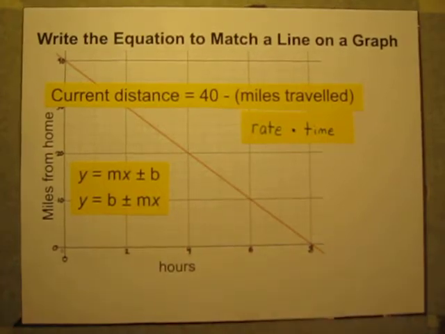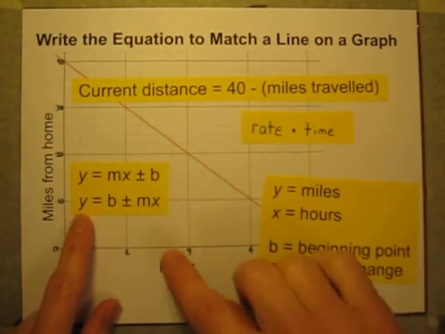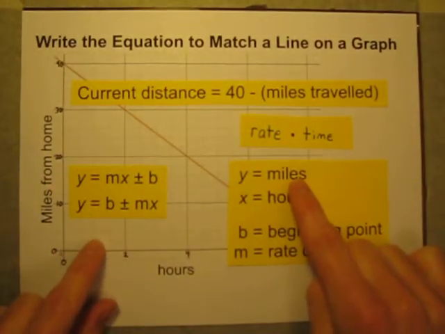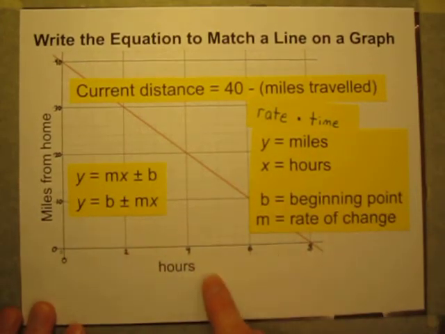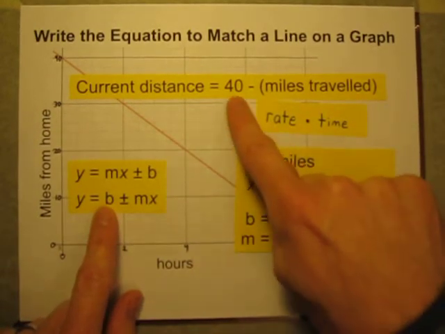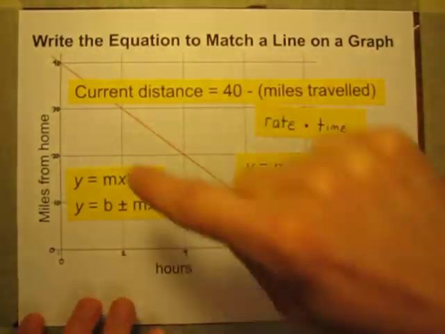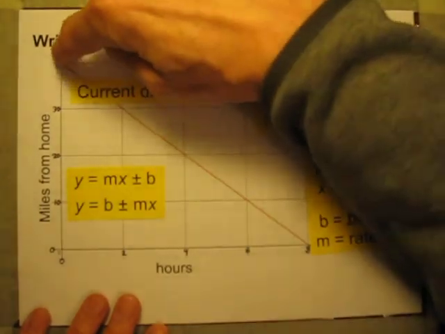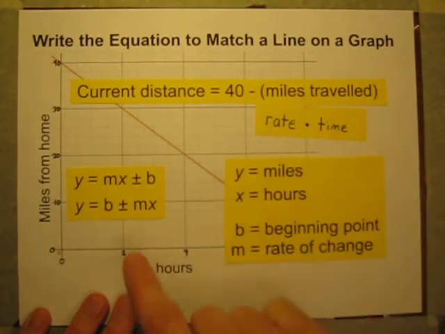And I can see now that for this particular story, the y on the y-axis is going to be my miles from home. So y is equal to miles. The x in the equation represents the values on the x-axis, which are hours. So x is hours. The b is your starting point of 40. So the b is the beginning point, or the starting point. On the graph, this is sometimes referred to as the y-intercept, where this red line hits the y-axis. So the beginning point, or the y-intercept, in this case is 40.